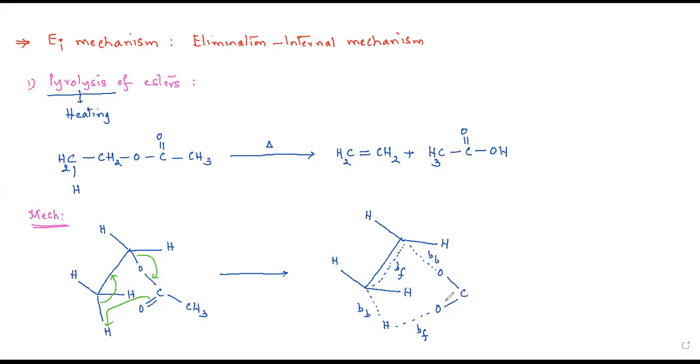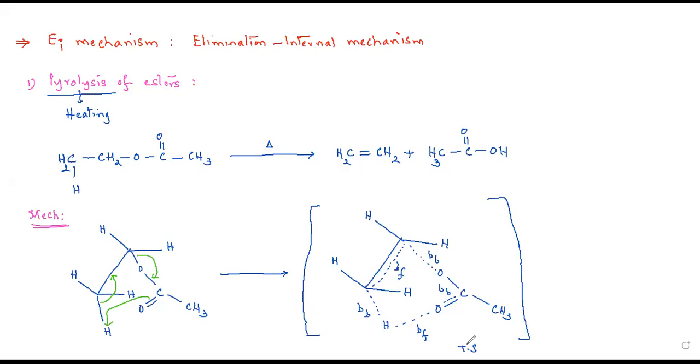Then look at this. So this is going to get broken. This particular bond is going to get broken. And see, there is this CH3. So this has got all the bonds that are going to get broken and the bonds that are going to get formed. This is what I call transition state. Come on, let us put it in brackets. So this is the transition state.